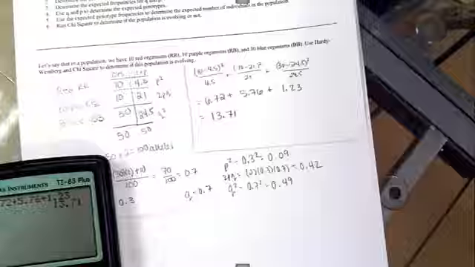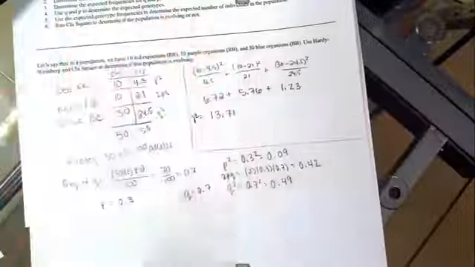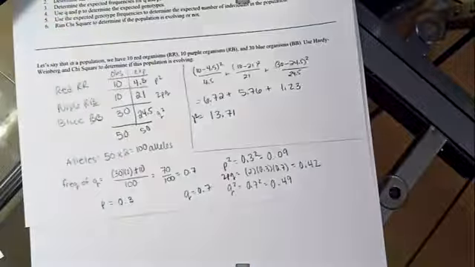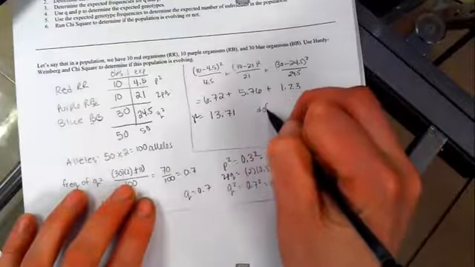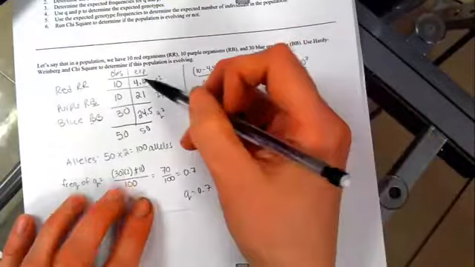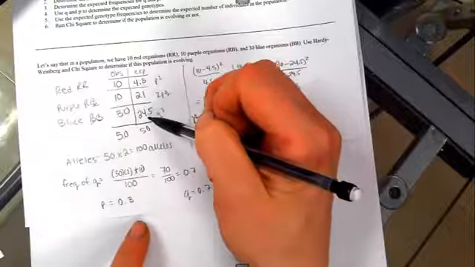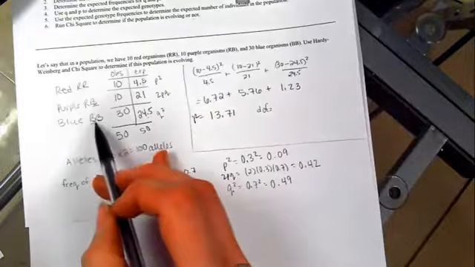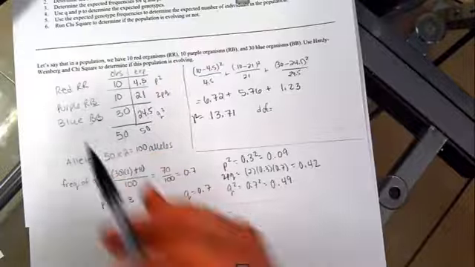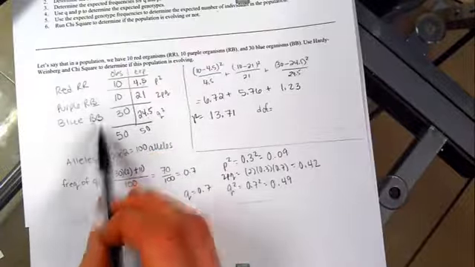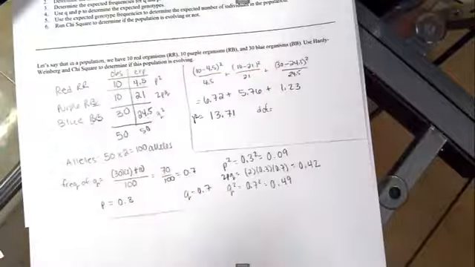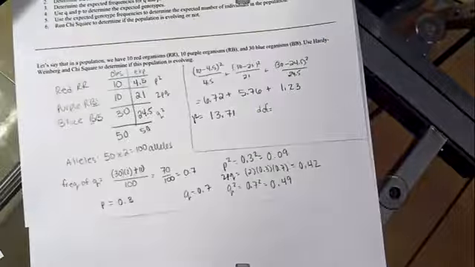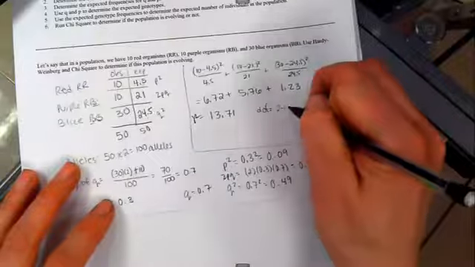Okay, so I get 13.71 as my chi-square value. If you rounded differently internally, your number might be different, but it should at least be close. Now, degrees of freedom, this part can be a little tricky. When we determined our expected values, we were using our alleles, right? P and Q, which have two options. I know we have 3 different phenotypes here, but a genotype has 2 alleles. So the degrees of freedom is 2 minus 1, which gives us 1.